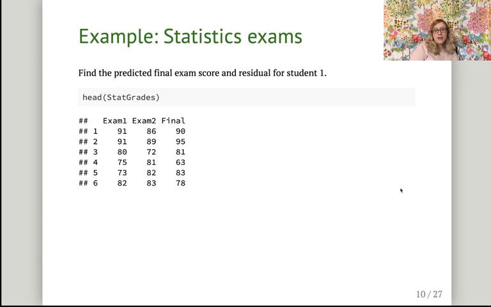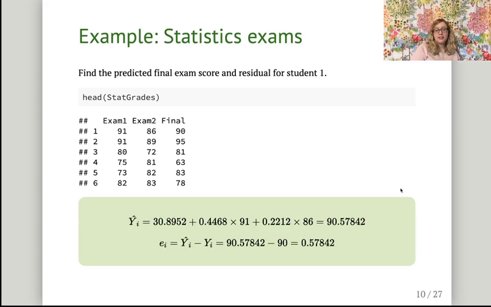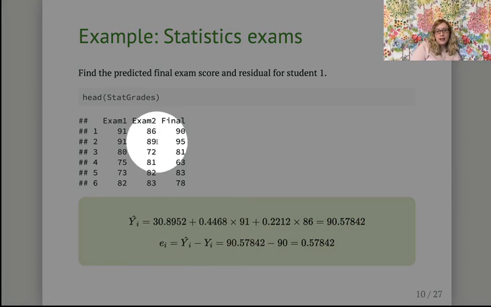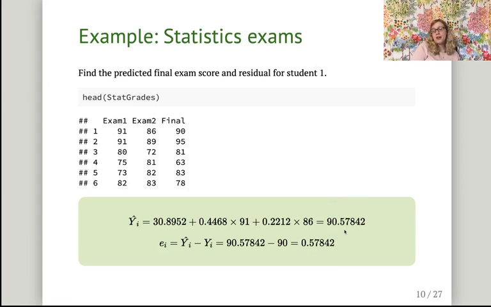So let's find the predicted final exam score and residual for student number 1. So student number 1 scored a 91 on the first exam, an 86 on the second exam, and a 90 on the final exam. We would then predict, using this model, plugging 91 in here, 86 in here, that they would score about a 90.57 on the final exam. This student actually scored a 90 on the final exam, so came very close to their predicted score. The residual was about 0.57 for this individual student.